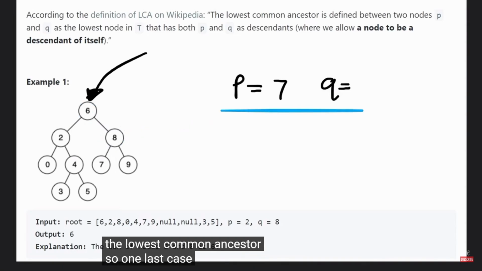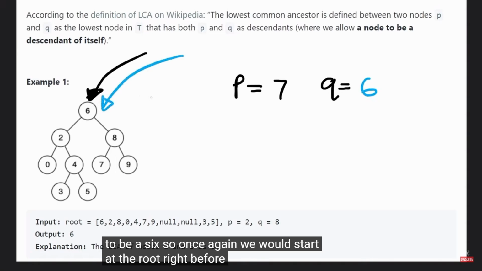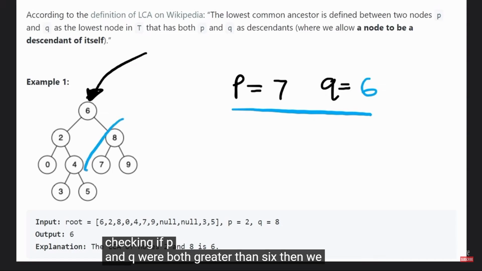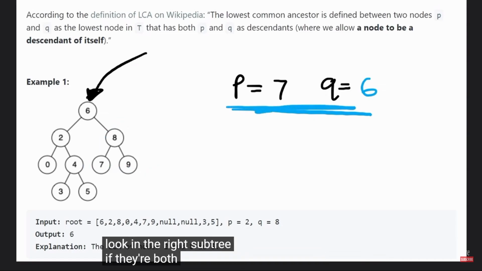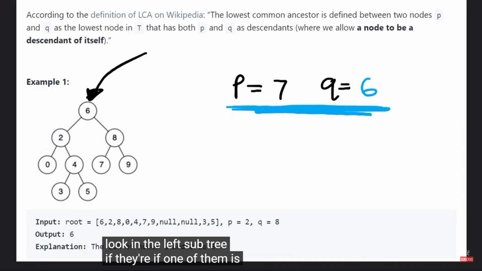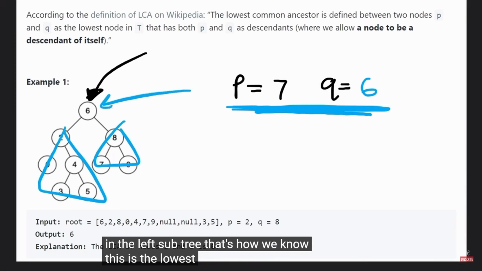So one last case is if we changed Q to be a 6. So once again, we would start at the root, right? Before we were checking if P and Q were both greater than 6, then we look in the right subtree. If they're both less than 6, then we look in the left subtree. If one of them is in the right subtree and one of them is in the left subtree, that's how we know this is the lowest common ancestor.